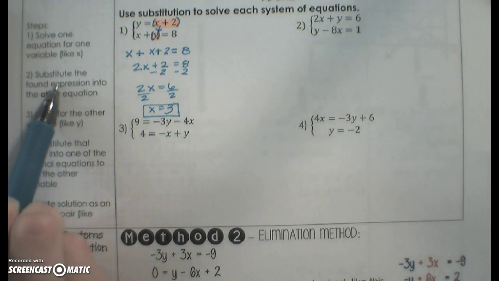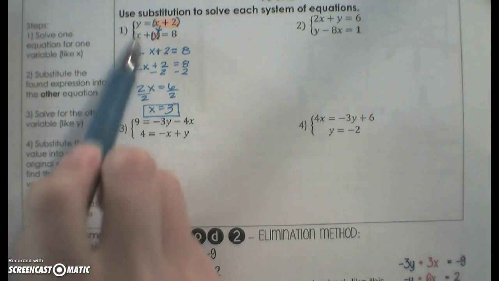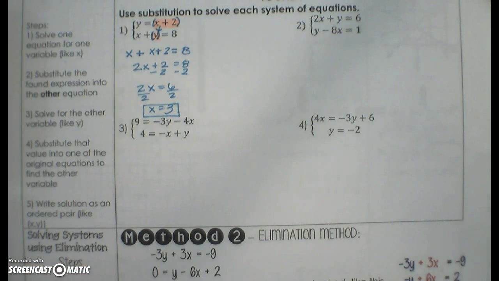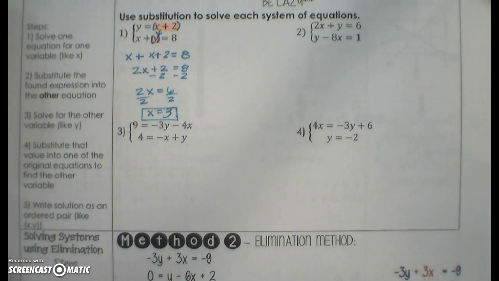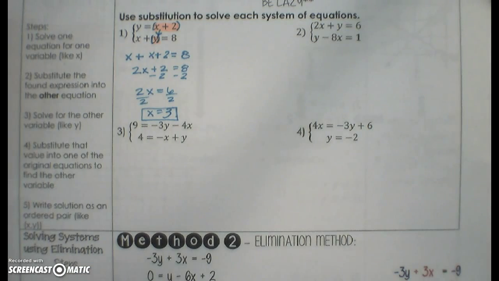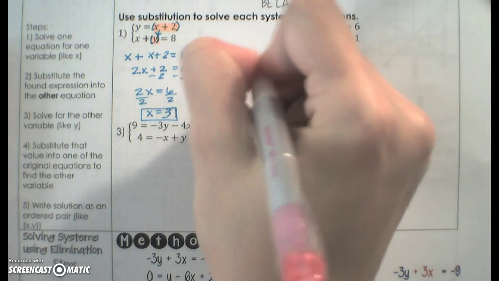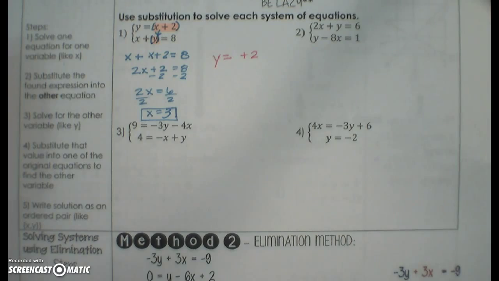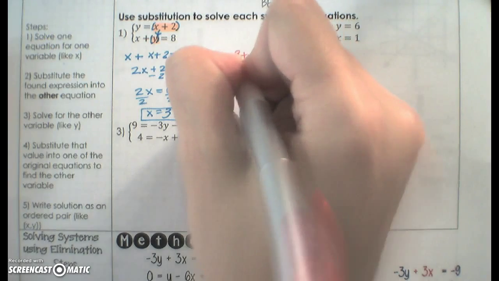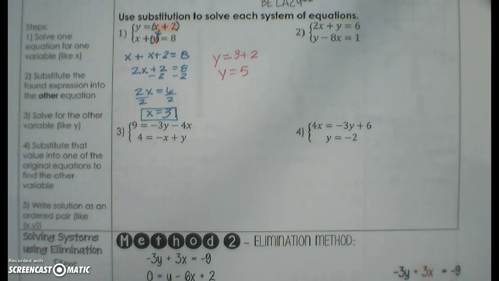Now we're going to substitute the found answer into the equation up here, and really technically it's the lazy part. How can I get y? Well, up here it says y equals. So let's go ahead and use that one for finding y. y equals x plus 2. Well, we know what x is. x is 3. So it's 3 plus 2, and y is 5. So that didn't take too long.